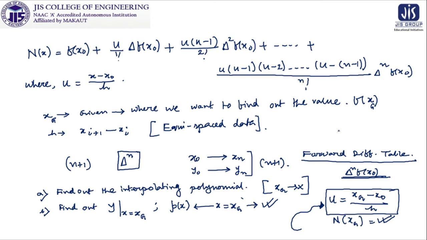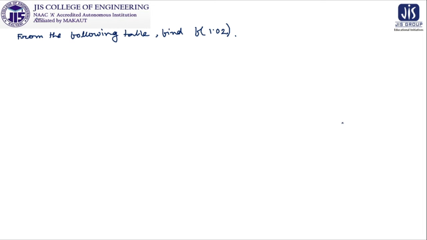I will show you in this way, but I will request all of you that for the given problem what I am going to solve now, please try to find out the interpolating polynomial first from the given data set and then put x equal to 1.02 over there to get the result and tally it. It will be for your better concept. So I am writing the table first.